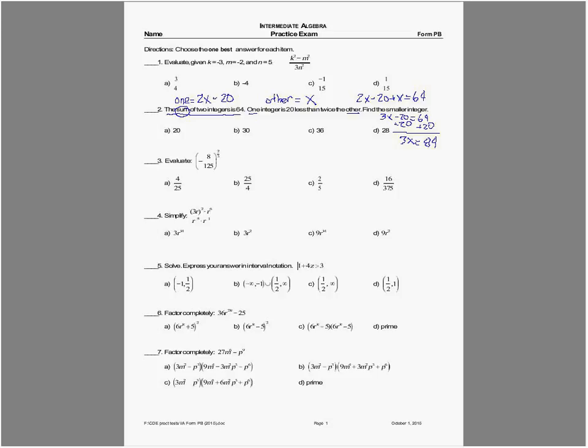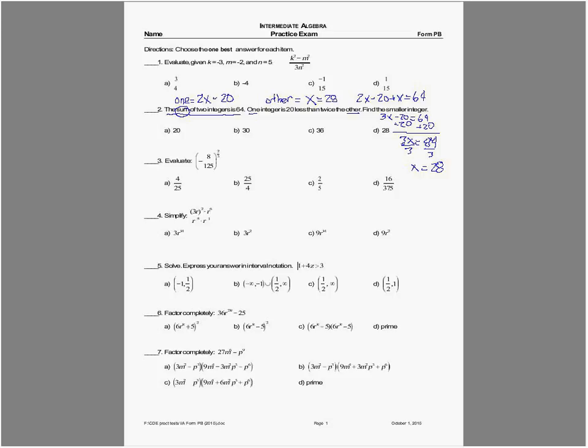So when we divide both sides by 3, x equals... 3 goes into 8 2 times with 2 left over. 3 goes into 24 8 times. So x is equal to 28. It says find the smaller integer. x is 28. That's this other number here. Okay, so I'm going to put 28.